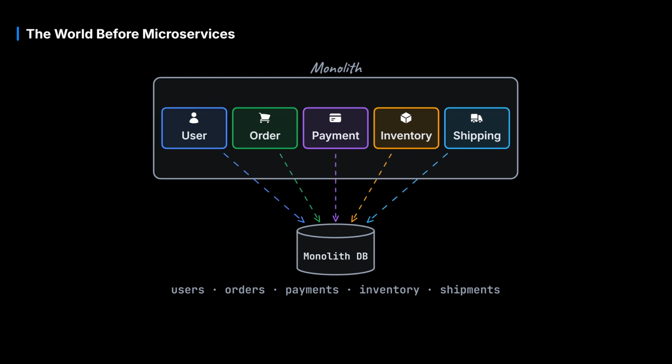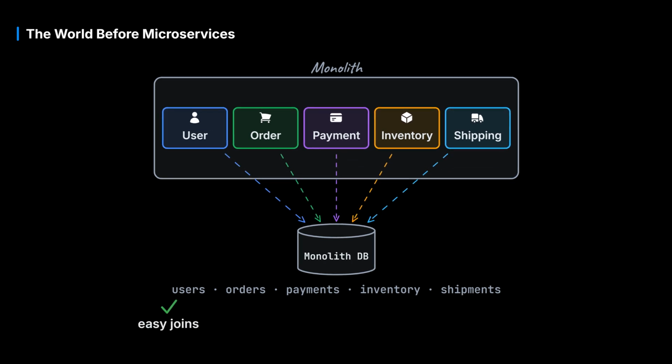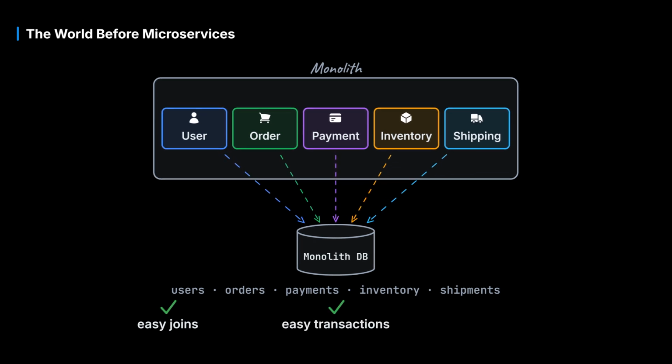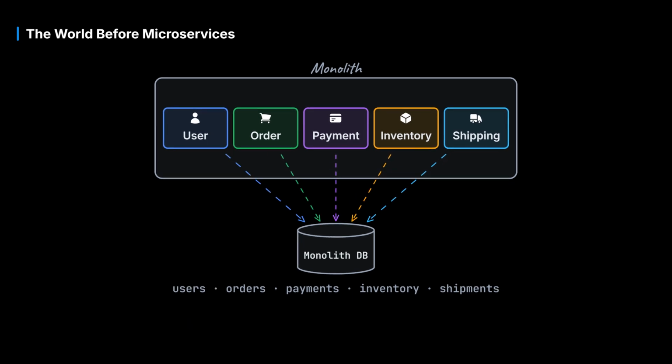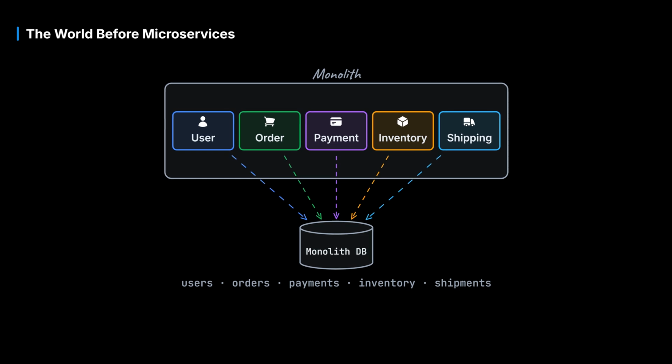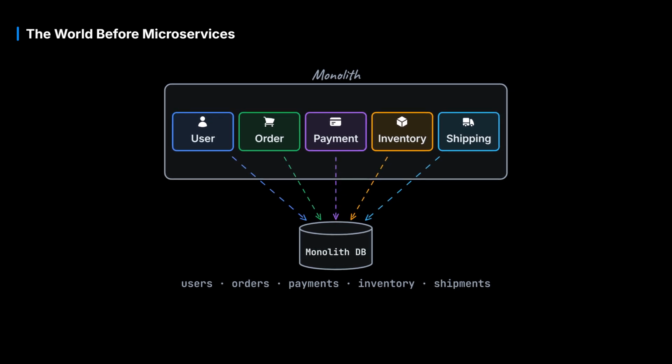And see, in the beginning, this is actually very nice. You need data from 2 tables? Just join them, simple. You need to update 3 things together? One transaction, finished. You want a revenue report? Everything is in one place only. So honestly, life is good. The monolith is not a bad choice at all. For a small team, it is actually the correct choice.